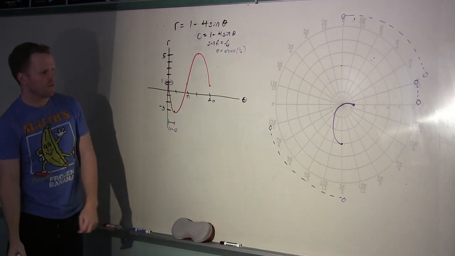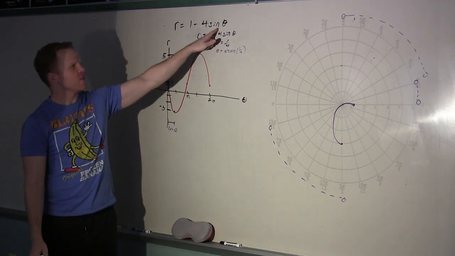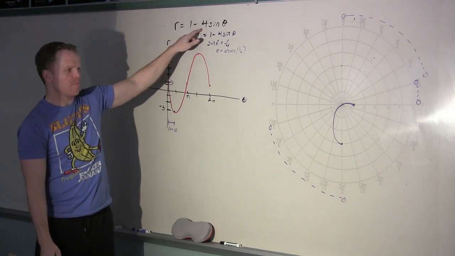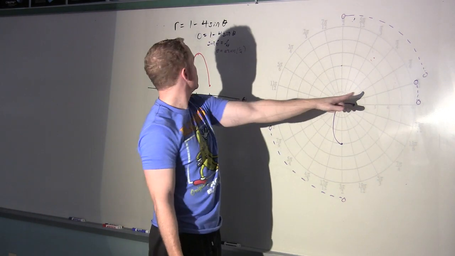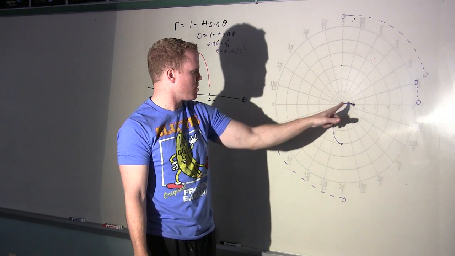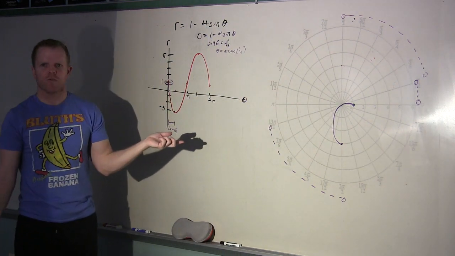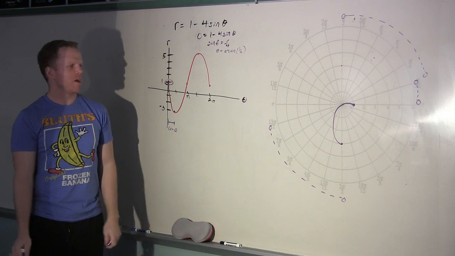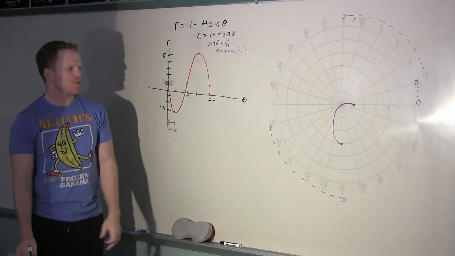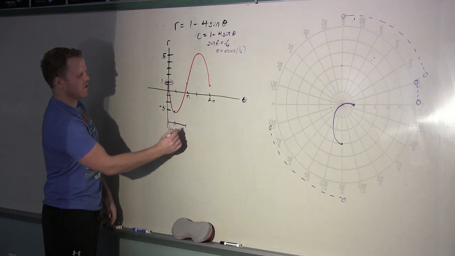Pi over 6 might be worth plotting. Yeah, we could plug in pi over 6 if we wanted. Sine of pi over 6 is a half. Half of 4 is 2. 1 minus 2 is -1. So at pi over 6 here, we should be basically at -1, which I basically am. I'm off by like 0.1 units. But if you want to make it a little more accurate or give yourself a sort of checkpoint, then by all means do it.